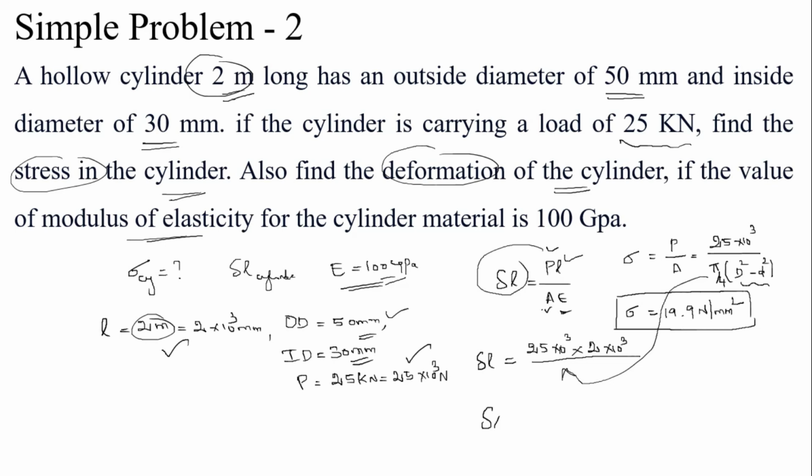So what is the ultimate value? Del L is equal to 0.4 mm, right? Substitute all the values, then you will get del L equal to 0.4 mm. Clear?